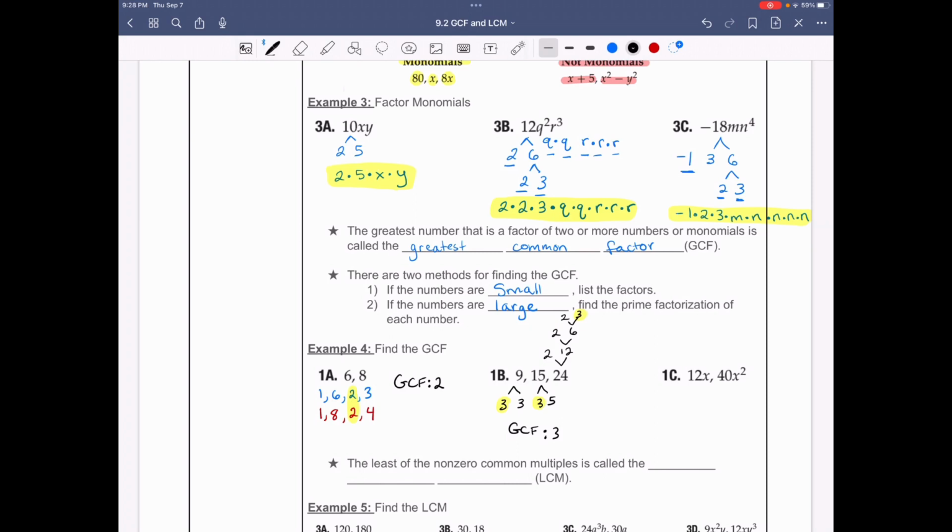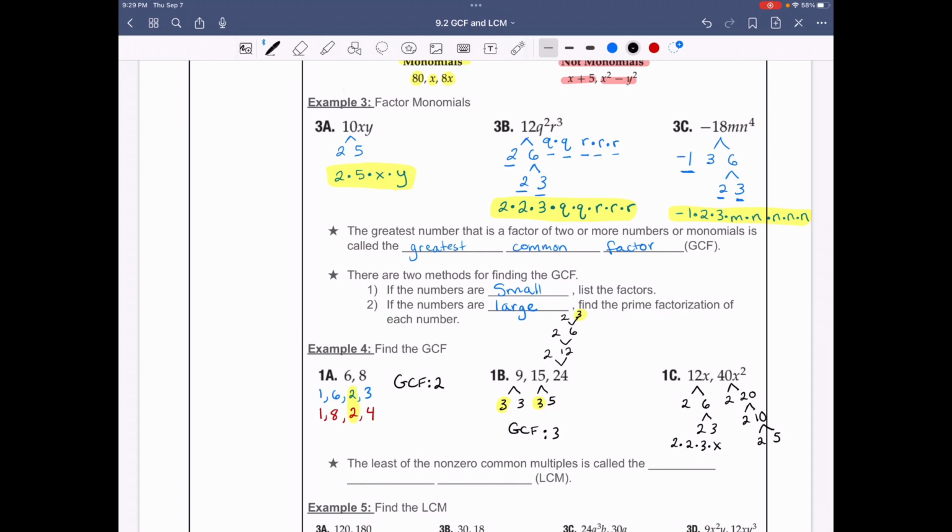For 1C, I can factor these into 2 and 6, and the 6 is 2 and 3. Then I have an x. So we would write this as 2 times 2 times 3 times x. For the 40, we would have 2 times 20. 20 is 2 times 10, and 10 is 2 times 5. And then I have an x squared.